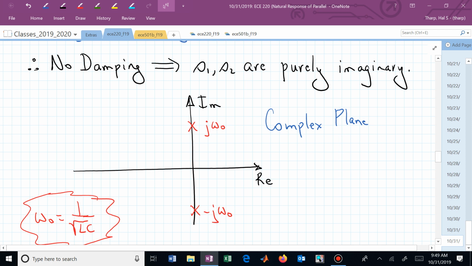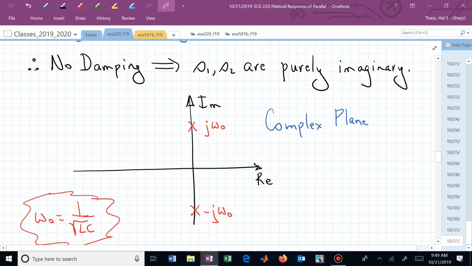Now we can identify where those two values of S are, S sub 1 and S sub 2, in our complex plane, where omega naught, the resonant frequency that is displayed by the values of L and C in that tank circuit, they now live on the imaginary axis. Remember our complex plane. The real line is the horizontal direction. The imaginary component is the vertical direction. If we have no real component, we're living on the imaginary axis.